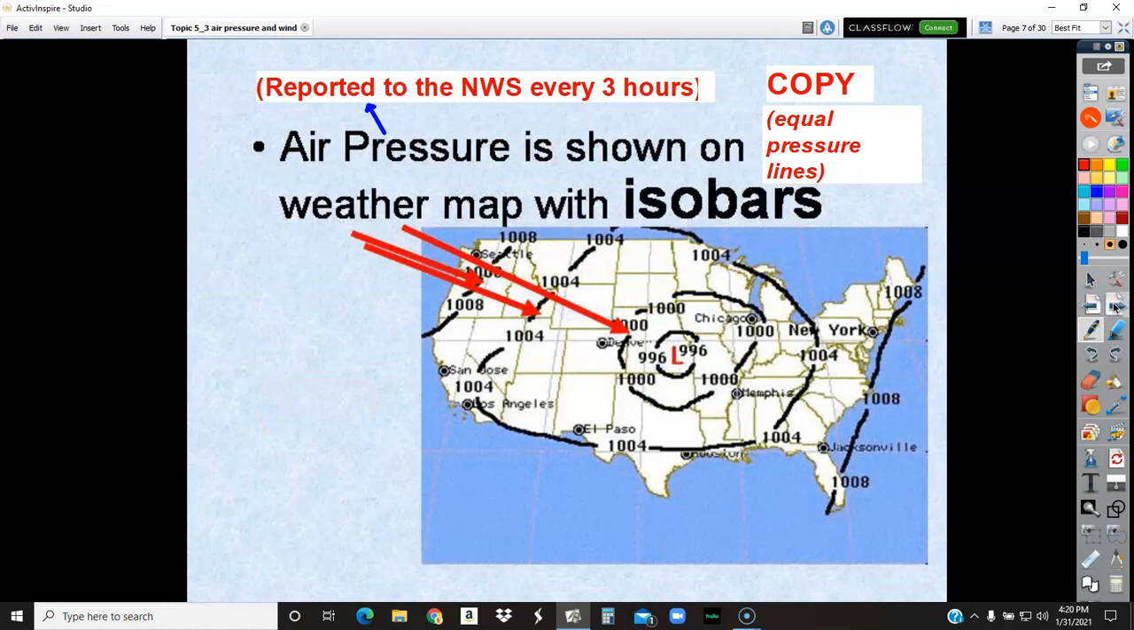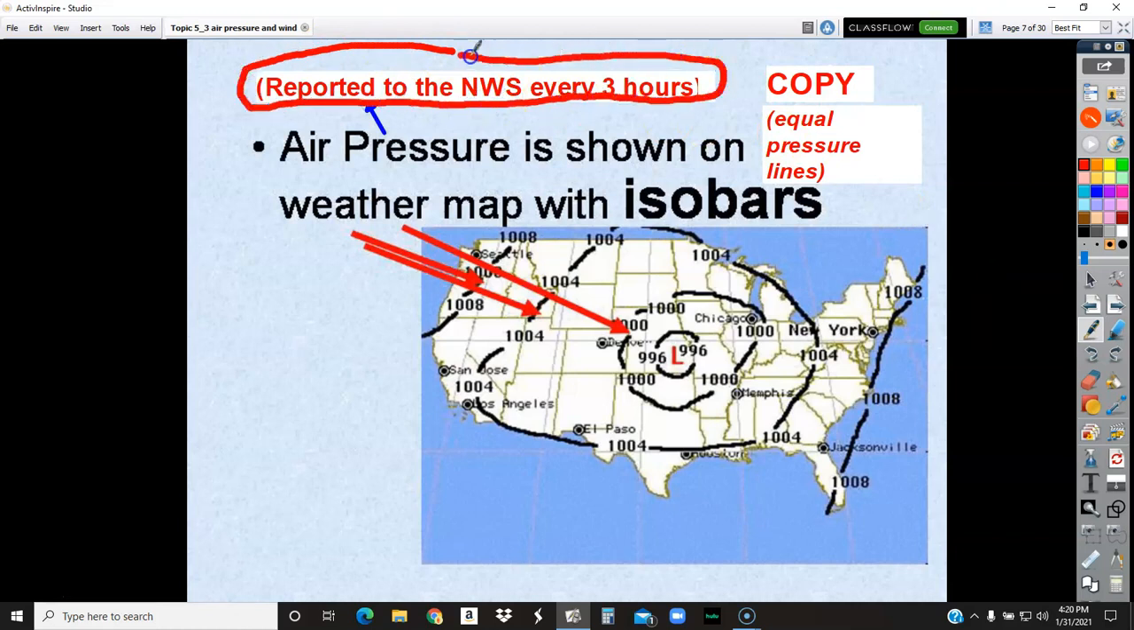Now, every major city across the United States is going to have a weather station. They are recording the pressure, and that pressure gets reported to the National Weather Service every 3 hours. It's all done digitally with computers now. So every 3 hours, the pressure for Poughkeepsie, Albany, New York City, Buffalo, Syracuse, they're going to upload their data to the National Weather Service database, and then all that information goes into the computer, and the computer is able to draw isobars automatically.